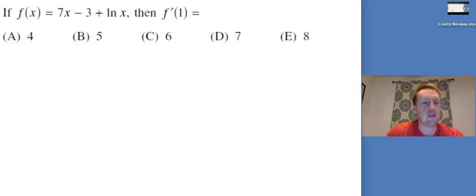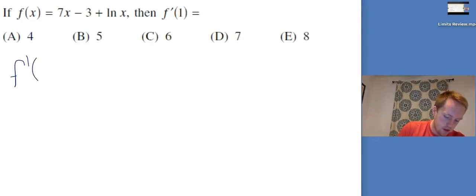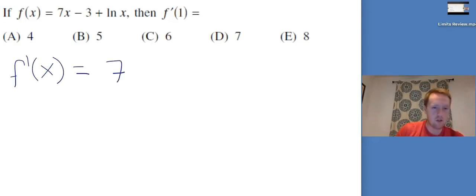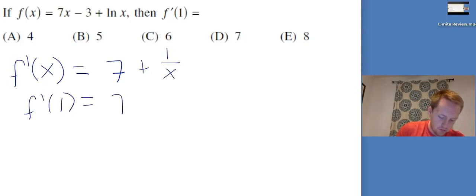If f of x equals 7x minus 3 plus ln of x, then f prime of 1 equals... Well, first I got to find f prime of x, right? Derivative of 7x is 7. The derivative of the minus 3, it's a constant, it just disappears. And then the derivative of ln of x is 1 over x. So now I'm going to plug in 1. And that gives me 8.